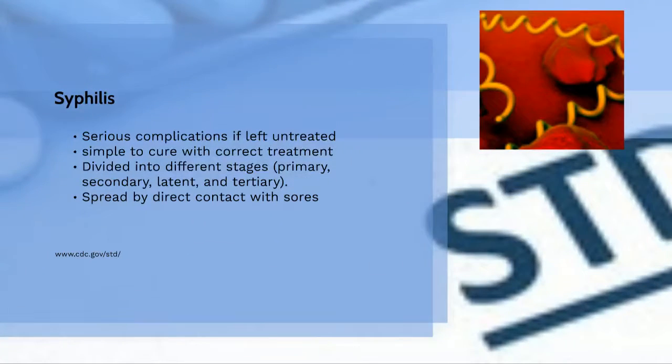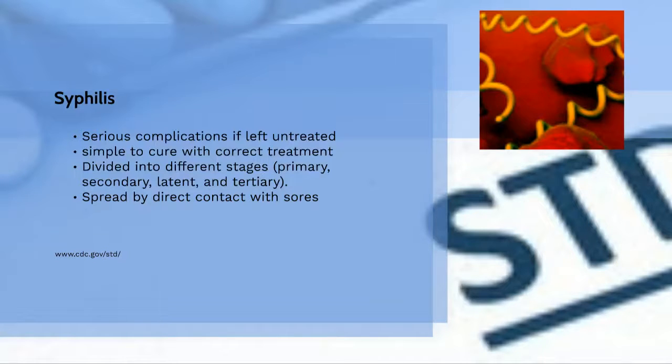Last, we will discuss syphilis. Syphilis is another sexually transmitted disease that can have very serious complications when left untreated, but it is simple to cure with the right medication treatment. Syphilis is divided into stages: primary, secondary, latent, and tertiary. There are different signs and symptoms associated with each stage.